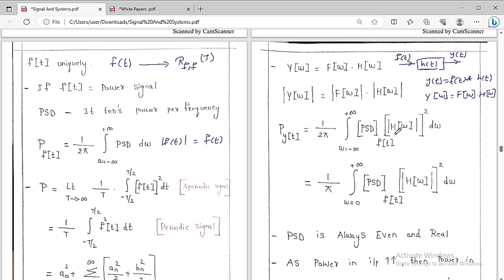Here, all these are even functions, right? Mod of y of omega whole square is an even function. So instead of integrating from omega equal to minus to plus infinity, I will do only from omega equal to 0 to plus infinity, so I multiply by 2. The 2 and 2 cancel. We get 1 by pi integration over omega equal to 0 to plus infinity of the power spectral density of f of t into the power spectral density of h of t, which is mod of f of omega whole square into mod of h of omega whole square d omega.